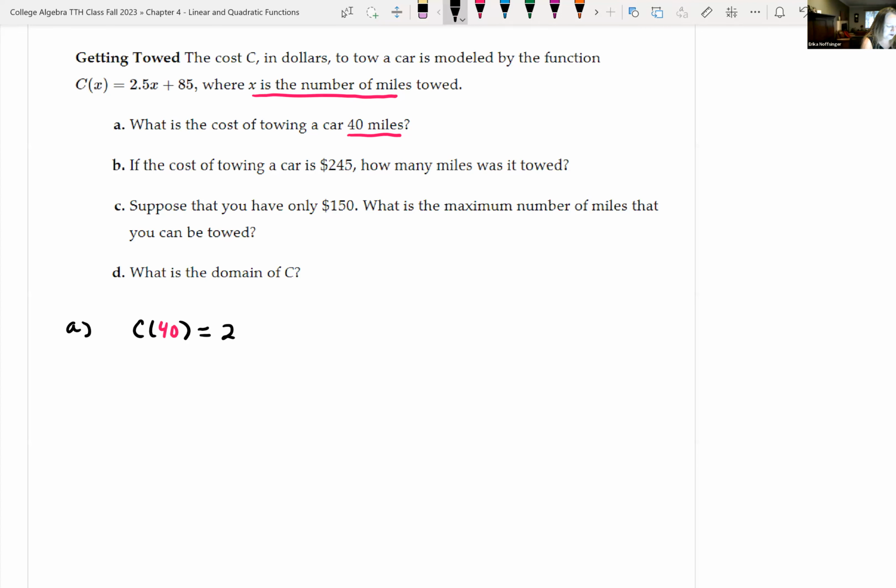So we have 2.5. I see an x here. I'm going to replace it with parentheses, plus 85. And then I'm going to drop in my 40 wherever I saw an x. So 2.5 times 40. Well, I know 2 times 40 is 80, and half of 40 is 20. So that should be 100. Plus 85 is equal to 185. So the cost of 40 miles is going to be $185.